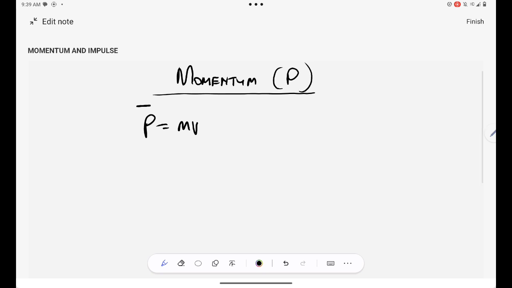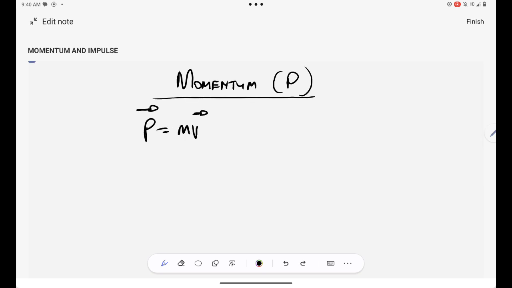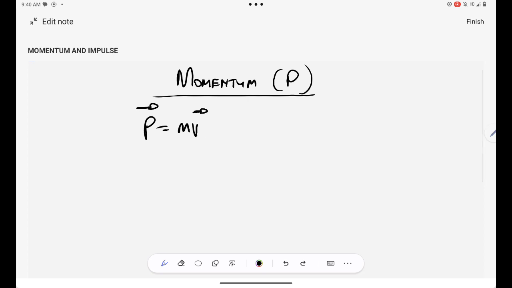So momentum, guys, is always in the direction of the velocity. Why am I saying that? For me to find momentum, I'll be multiplying mass, which is a scalar quantity, and the velocity of an object, which is a vector quantity. Whenever you multiply a scalar and a vector, you will always get a vector. So it's very important to know that momentum is a vector quantity together, and it will always be in the direction of the velocity of an object together.